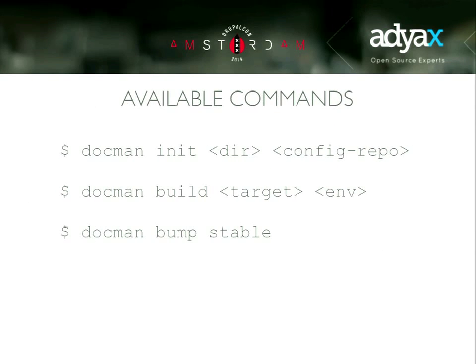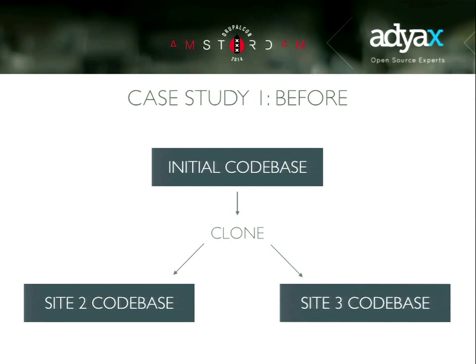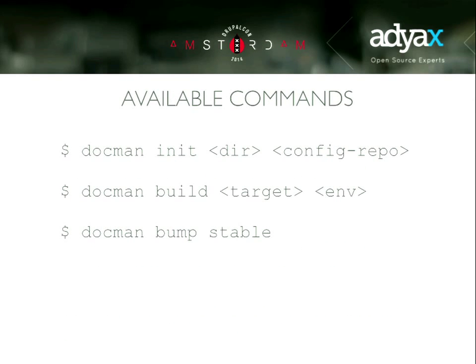Okay, next one. We don't have a lot of commands here. We are trying to make it simple. For now, you only have the init command, which will initialize the repository with the configuration. I will show you an example so you'll understand what that is. We have a build command, which will actually build something, depending on your configuration. And we have a bump command, which is used for the production environment.